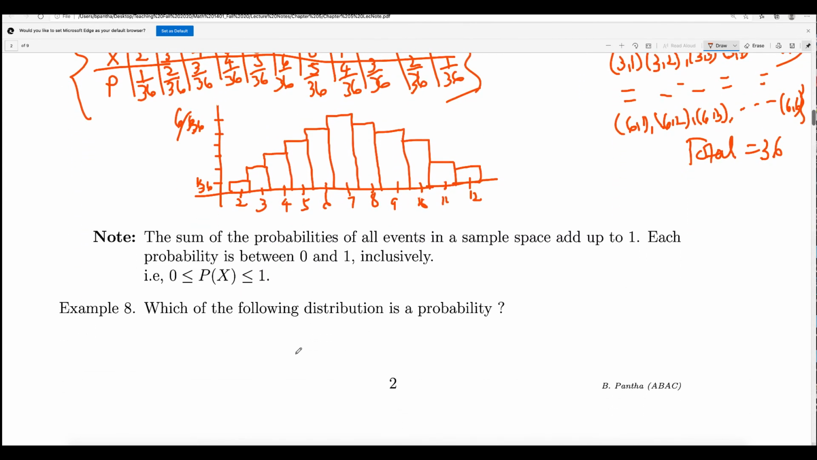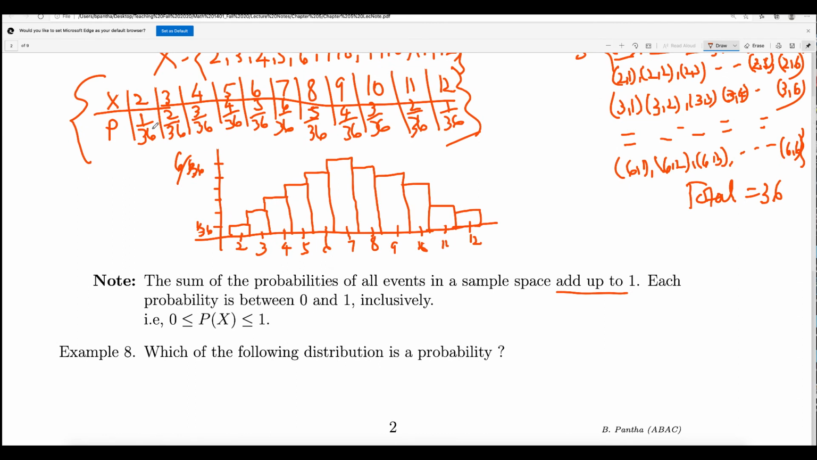Okay, let us write on the note. The sum of the probabilities of all events in a sample space add up to 1. You see that? If you add all these numbers, you will get 1. Because 1 plus 2 is 3 plus 3 is 6 plus 4 is 10 plus 5 is 15 plus 6 is 21 plus 5, 26 plus 4, 30 plus 3, 33, 34, 35, 36. So the total is 36 out of 36.